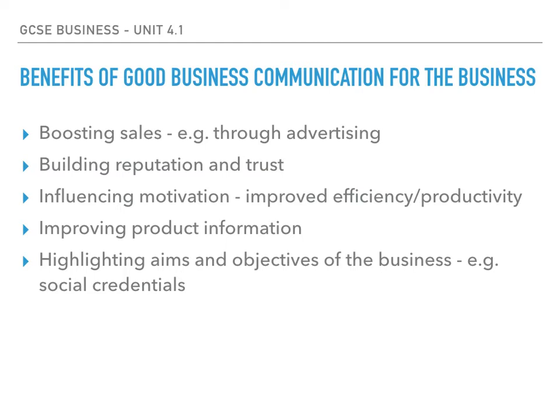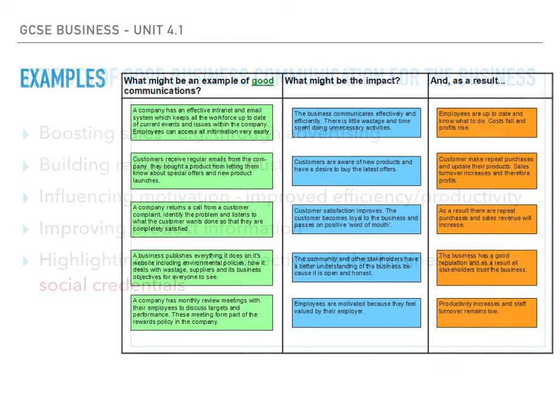Other benefits might include improving product information and highlighting the aims and objectives of the business, one of which is social credentials. Social credentials are qualities a business shows in looking after the interests of all of its stakeholders and not just its shareholders. For example, a business might sponsor a local football team. It doesn't need to do this, but does so out of a sense of social obligation. Communicating this action can lead to benefits for the business in terms of its reputation.